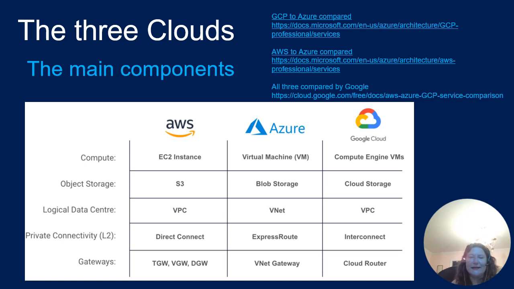So the logical data center for these three, which is really like a big network, in AWS it's called a VPC, Virtual Private Cloud. In Google Cloud it's also called a Virtual Private Cloud, a VPC. However, they're slightly different. A VPC in Google Cloud is completely global by default and might have many subnets in it. Typically each subnet would be for each region in a VPC. So just be aware that that's different in Google Cloud.